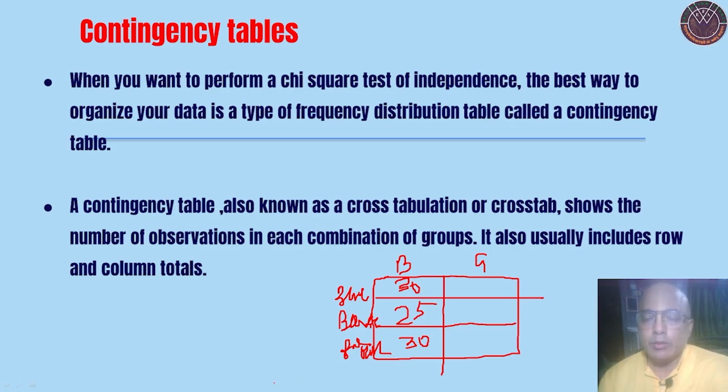Similarly, for the girls also, you can put the values. For girls, suppose blue eyes, girls are 35, and then black eyes, girls are 40, then brown eyes, girls are like 36. So like this you will arrange, then you will go for the chi-square value. That you will understand once you take one example. So a contingency table is also known as cross tabulation or cross tab. It usually includes rows and columns. So these are columns, one category is there, and in rows the other category is there, eye color, and in the columns the gender is there. So this is a contingency table.